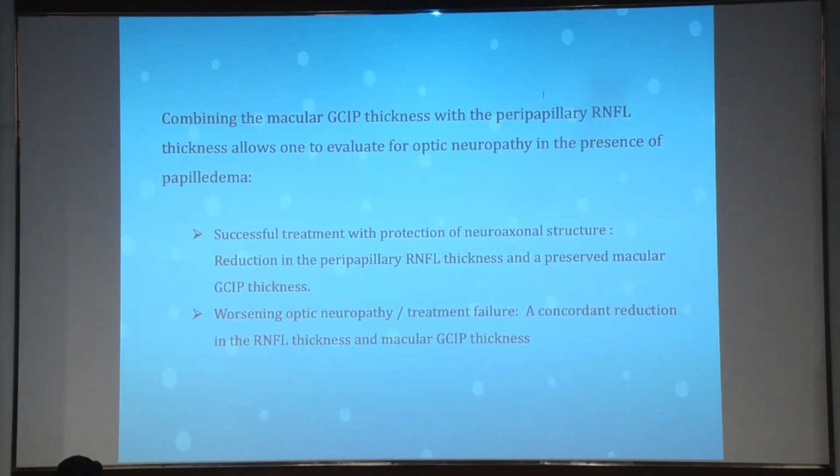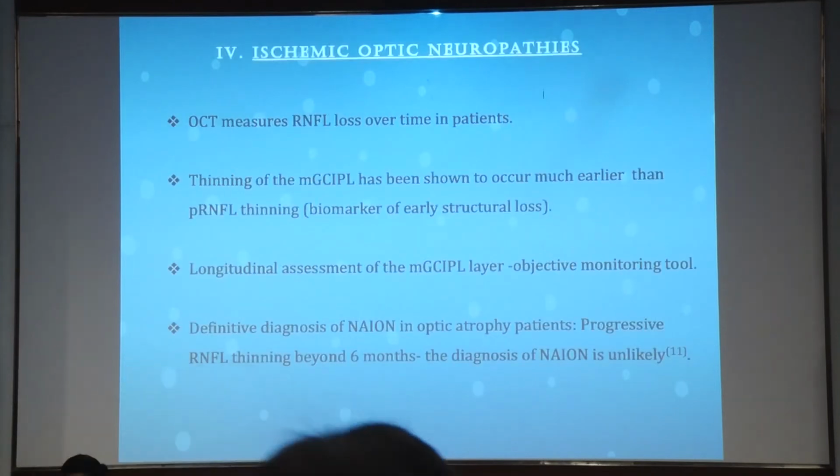So what we've learned from this is that you can combine the macular GC-IPL thickness with peripapillary RNFL thickness, and that would help us to get a better idea of the condition of the patient. If the RNFL thickness decreases and the macular ganglion cell thickness remains preserved, then you are having a successful treatment. But if there is a concordant reduction in the RNFL thickness and macular GC-IPL thickness, that would indicate that there is a worsening optic neuropathy.